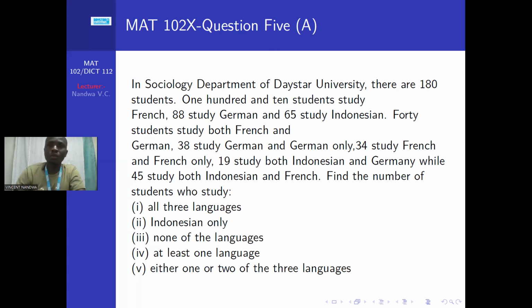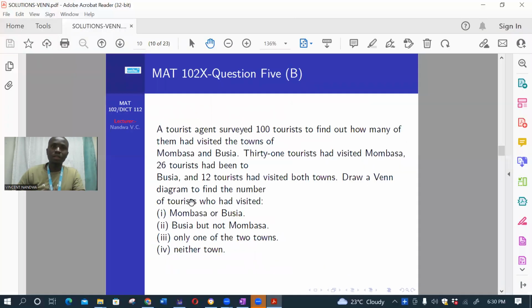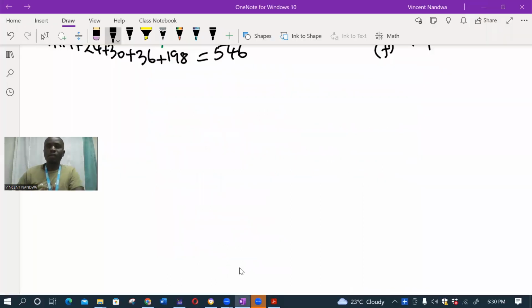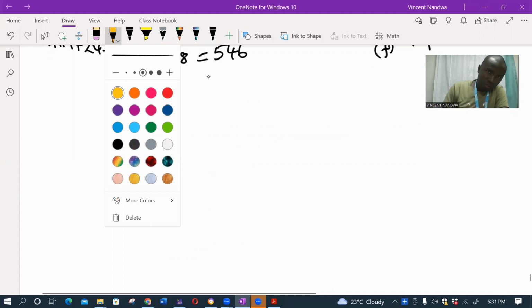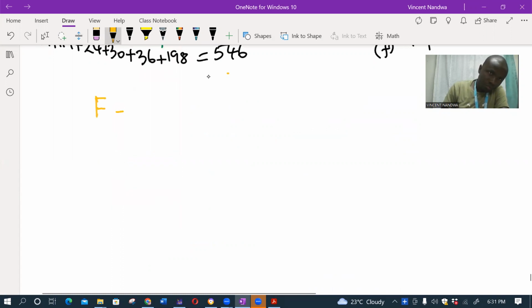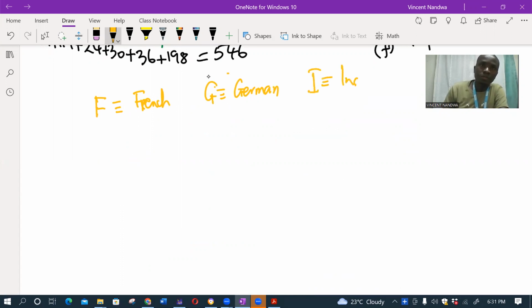So it's clear that the question has three main sets. So we start by drawing a Venn diagram that can help us represent all the information and use it to answer the parts given. Without loss of generality, we can use F to mean those who study French, G to mean those who study German, and I to mean those who study Indonesian.